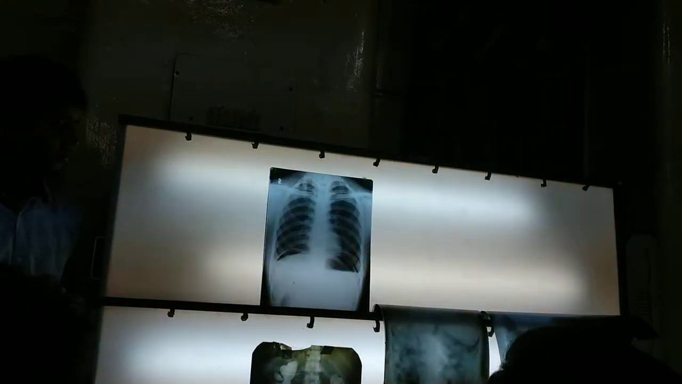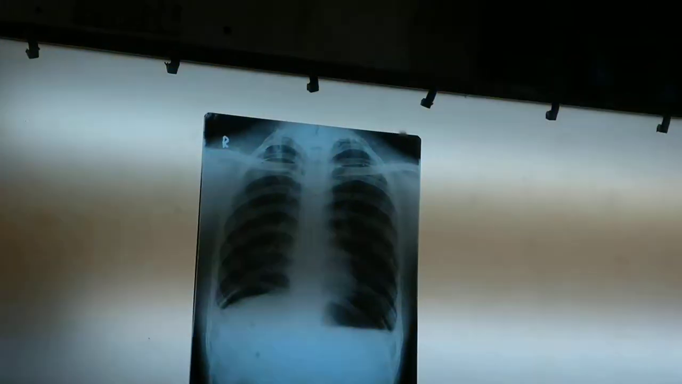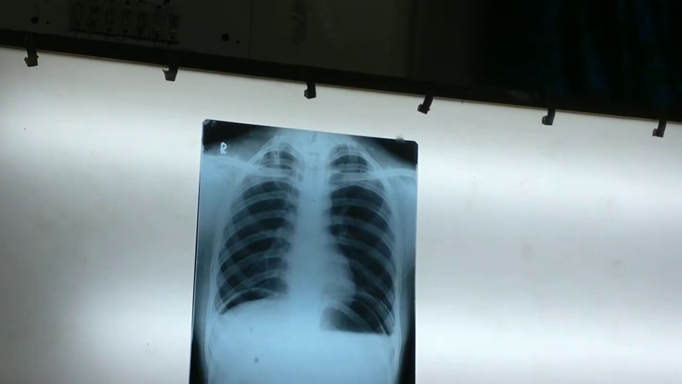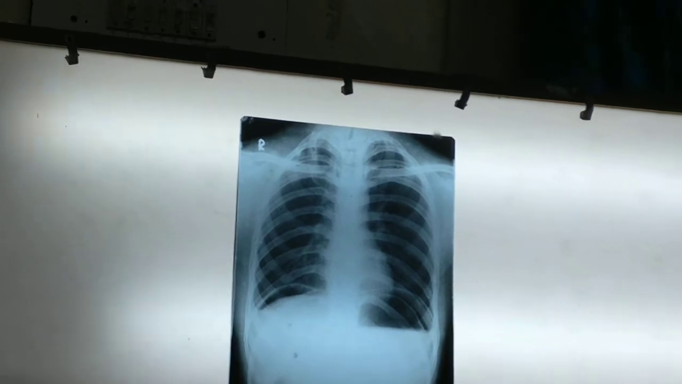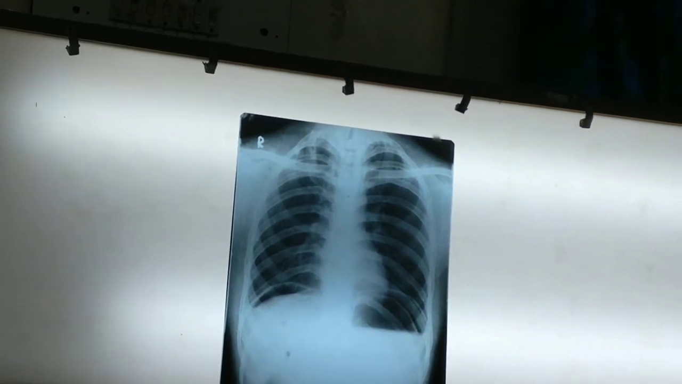Marking is there, so air fluid level in the stomach. And on the right side, below the rib, you are having air under the diaphragm. So that is the X-ray showing air under the diaphragm on the right side, sir.